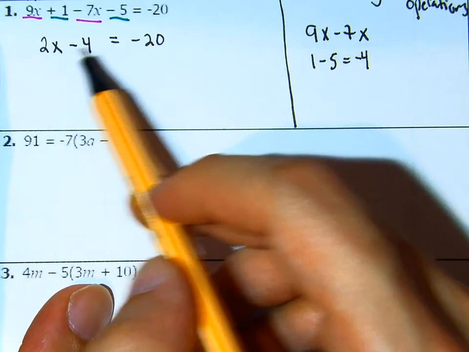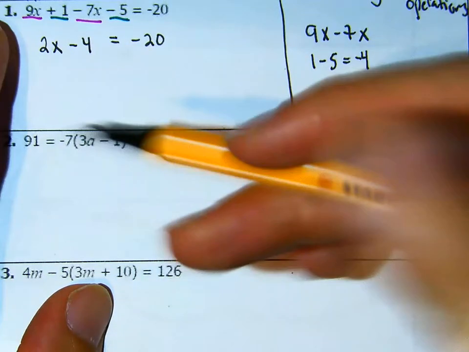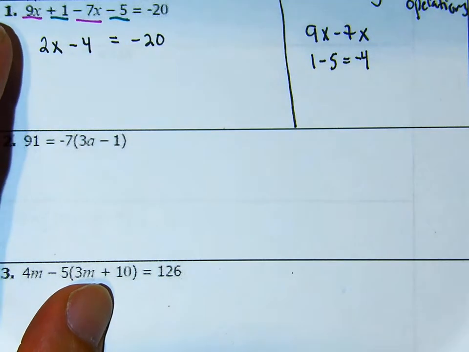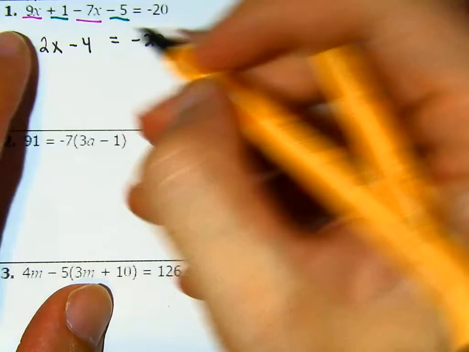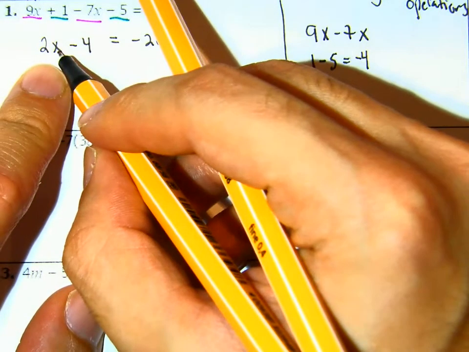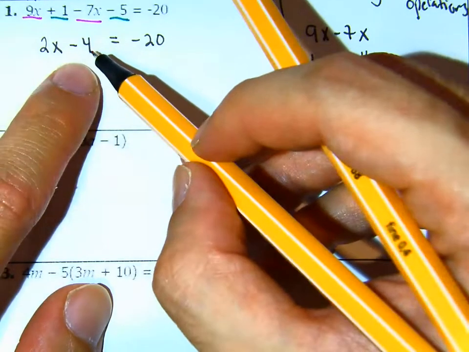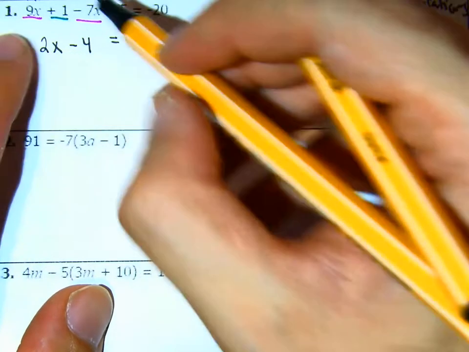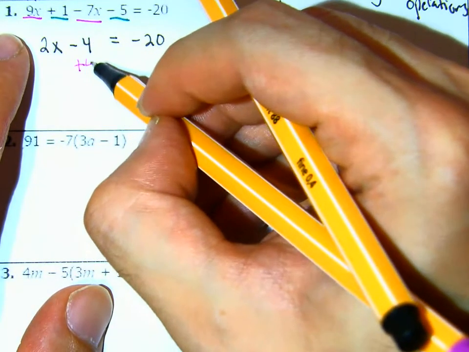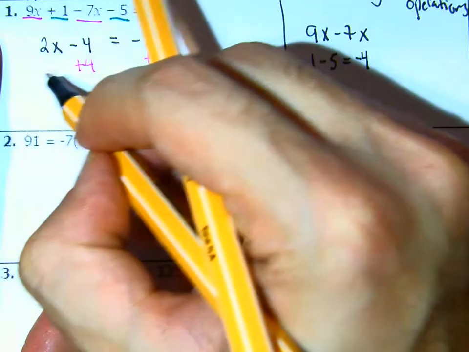So if I do 1 minus 5, that's negative 4 equals negative 20. We combined these two terms, and these two terms are here. Now, how would I continue? You can pause the video and try it on your own. You want this x by itself, and right now, you don't touch the 2 yet. What you want to do is add 4 on both sides.